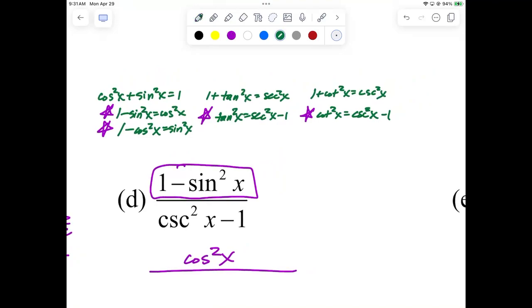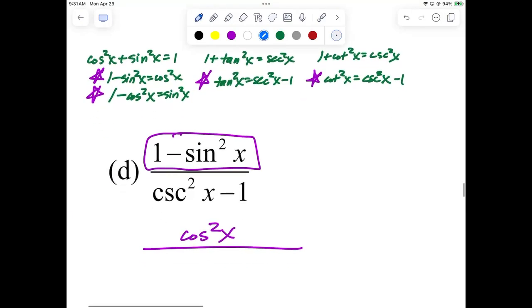1 plus tangent squared is secant squared. We already saw this on the previous example. If I subtract 1 to the other side, I get secant squared minus 1 is tangent squared. That shows up a lot. Now you can do the exact same thing for the other one. If you subtract 1 from both sides, you get cosecant squared minus 1 is cotangent squared. It's just another version of the Pythagorean identity, and it saves a little bit of time.